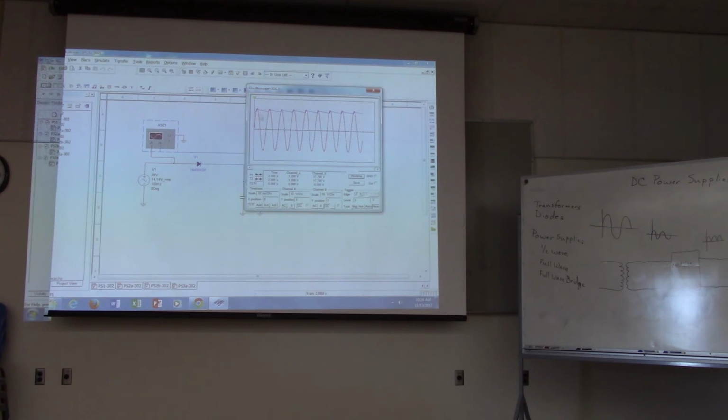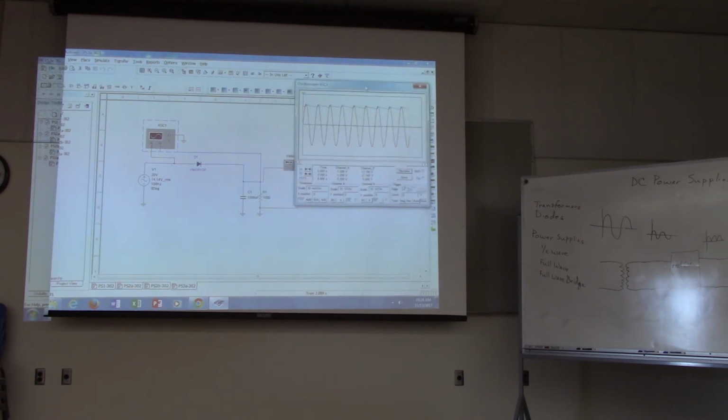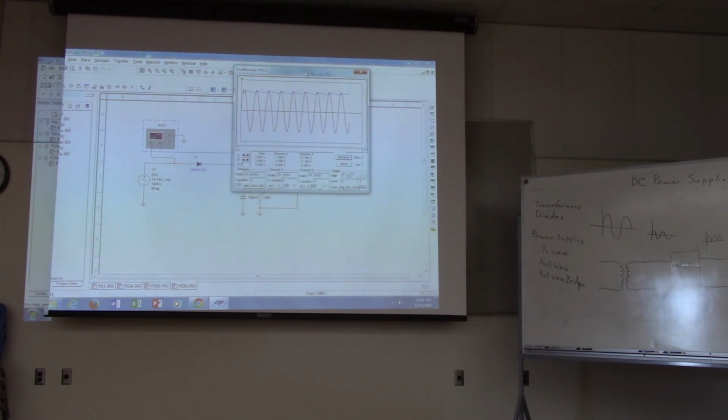So now you can see the input is red, the output is blue, and so the output is charging up when the input is positive, and then it's discharging as the input is low, okay? So this is the filtered output. Any questions about that?